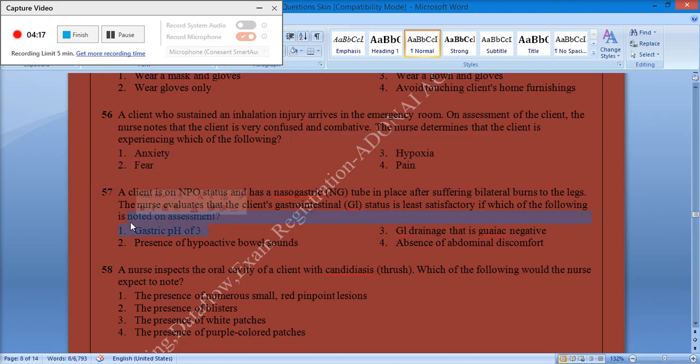58. A nurse inspects the oral cavity of a client with candidiasis. Which of the following would the nurse expect to note? 1. The presence of numerous small red pinpoint lesions. 2. The presence of blisters. 3. The presence of white patches. 4. The presence of purple colored patches. The correct answer is 3. The presence of white patches.